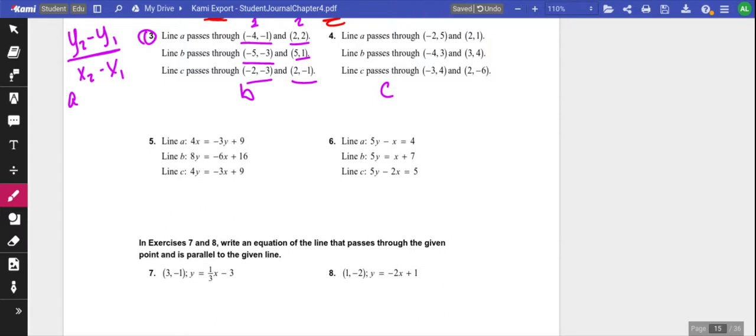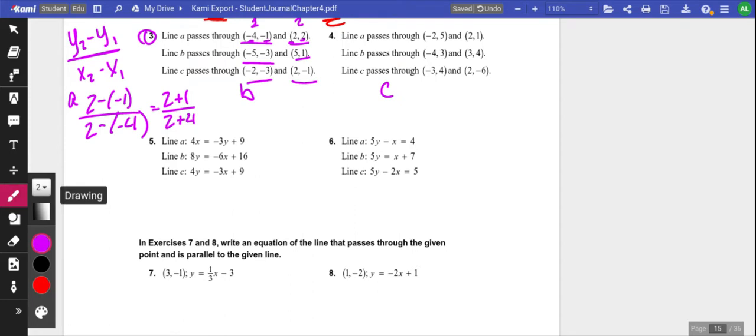So y of my 2 point is 2 minus y of my 1 point is negative 1, over x2 is 2 minus x1 is negative 4. Okay, so I get 2 plus 1 over 2 plus 4. I don't know why I almost wrote 5 there. All right, so I get 3 over 6, which simplifies to 1/2. So I know slope for A is 1/2. Let's move on and do B.